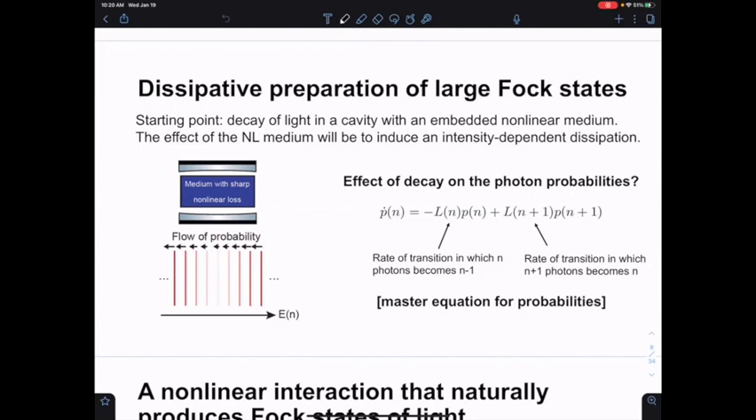So the effect of dissipation on the probability distribution is as follows. The probability of having n photons is going to leak away because n photons in the cavity can transition to n minus 1 when a photon leaks out of the cavity. So there will be a term minus P n decaying with rate L n. But there will also be positive contributions to the probability of n photons, because if you have n plus 1 and 1 leaks out, well, now you have n photons. So probability feeds into P of n from n plus 1. And these are really just the rates of absorption from n plus 1 to n, or n to n minus 1. And so now I've transferred the problem to saying what is the form of L of n that I need in order to get some kind of Fock state.